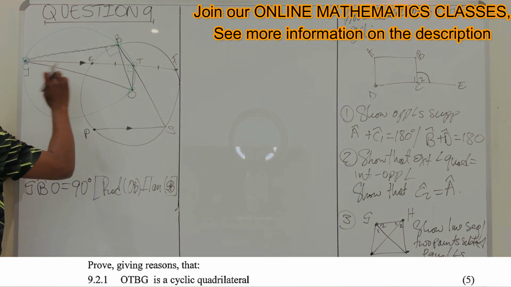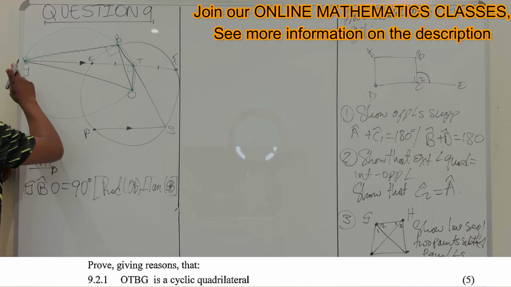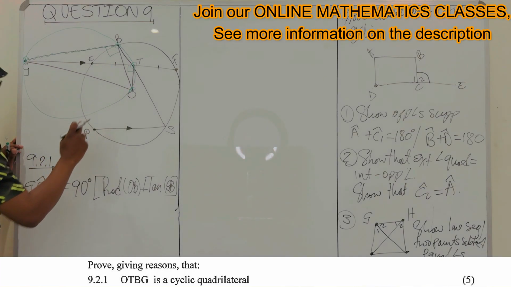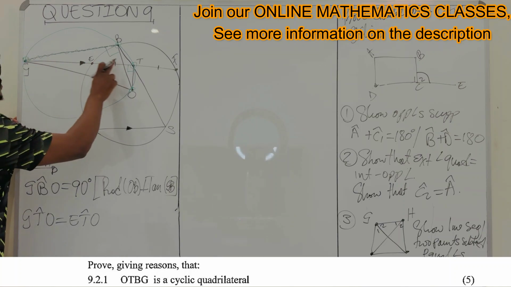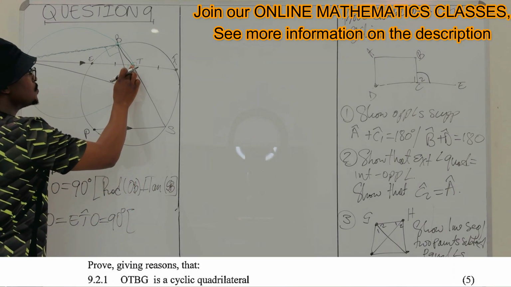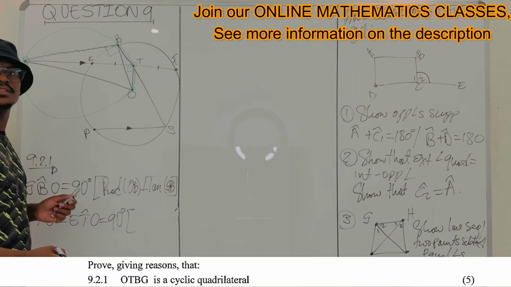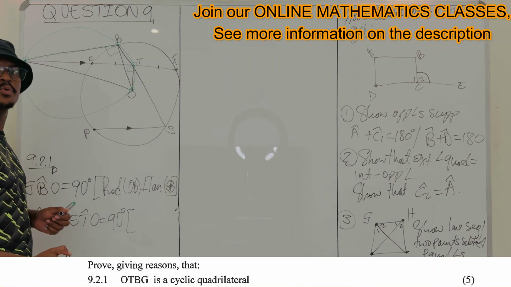This angle, I'll call it GTO, right? Is equal to what? Your GTO is the same as ETO, which is angle T, and it is 90 degrees. Why? The reason it's 90 is that you have a line from the center to the midpoint of a chord. Therefore, it is perpendicular to the chord. A line from the center to the midpoint of a chord is perpendicular to the chord. That's the first theorem that we proved at 9.1.